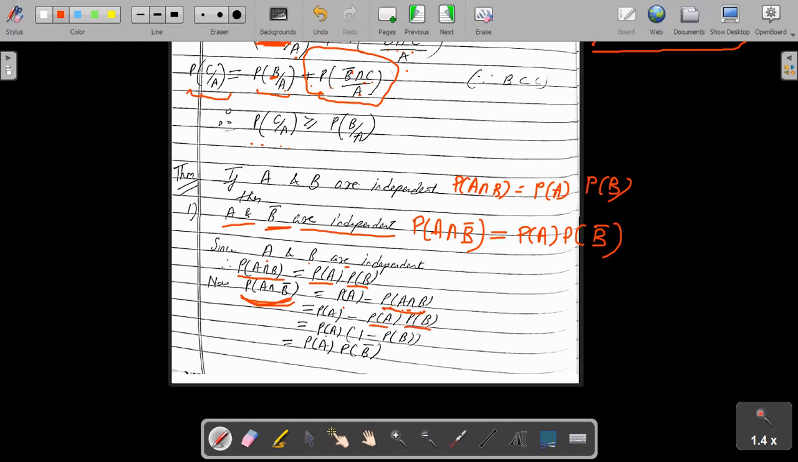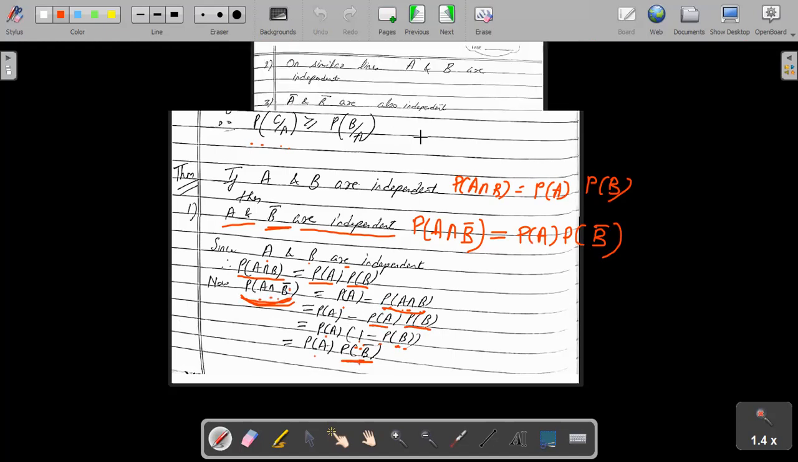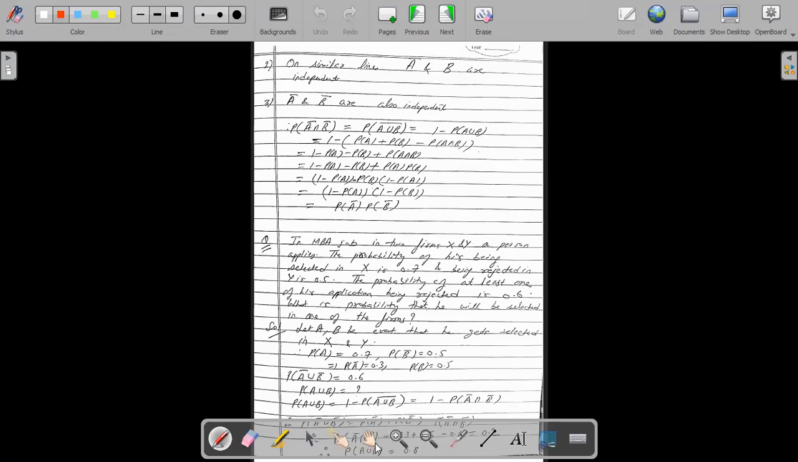So probability of A is common. So what is this? 1 minus probability of B. So 1 minus probability of B is nothing but probability of B complement. So you see, probability of A intersection B bar is equal to probability of A into probability of B bar. तो यही तो हमें प्रूफ करना था. So यहाँ से क्या आ गया? A and B are independent.